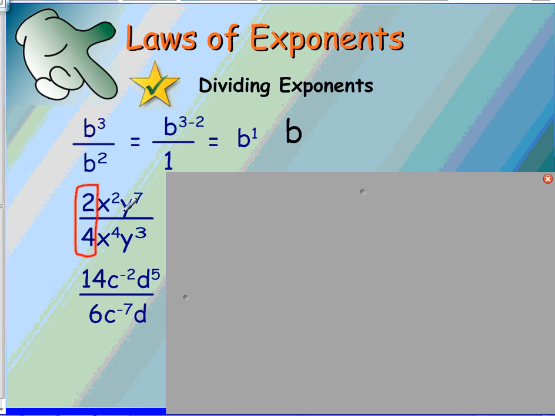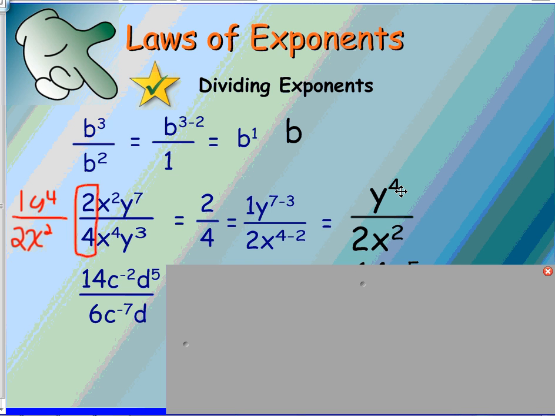And then with the y's, we're going to do y to the 7th power divided by y to the 3rd power. That's going to get us y to the 4th power. So right now, what I'm left with is an x squared on the bottom, a y to the 4th power on top, and then I have this 2 and this 4 hanging out in front. Well, we can divide those like normal. So 2 divided by 4, well, we would get 1 over 2. And so our answer would be y to the 4th over 2x squared.